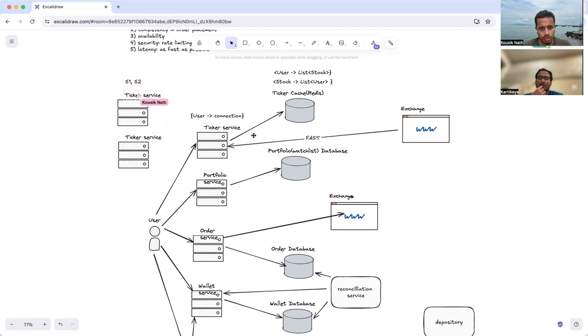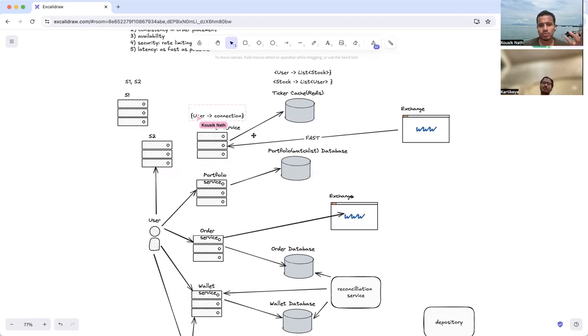Users are connected to S1 or S2. And this ticker server essentially knows which user is connected to which host, and what the connection ID is. It also knows the user-to-stocks list.